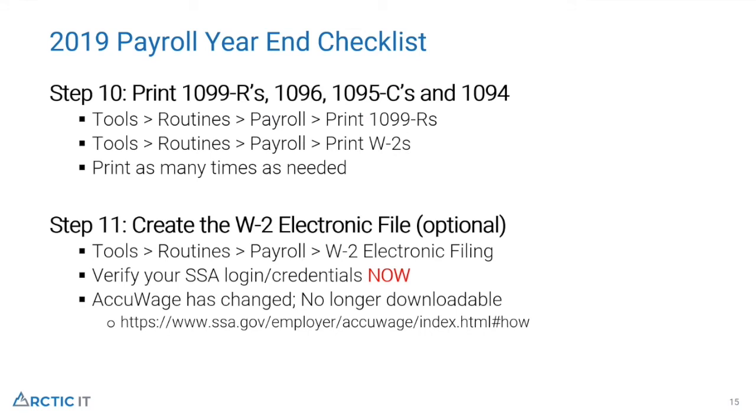Okay, so you've made your edits. Now it's time to print your 1099-Rs, 1096, 1095s, and 1094. So again, print as many times as you need and just generate those forms.